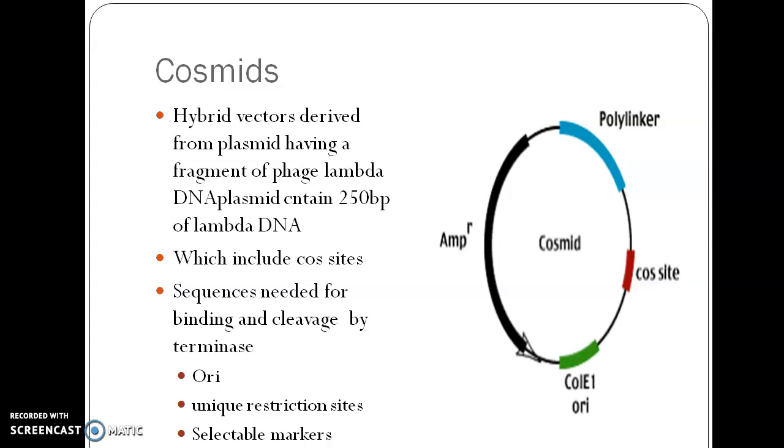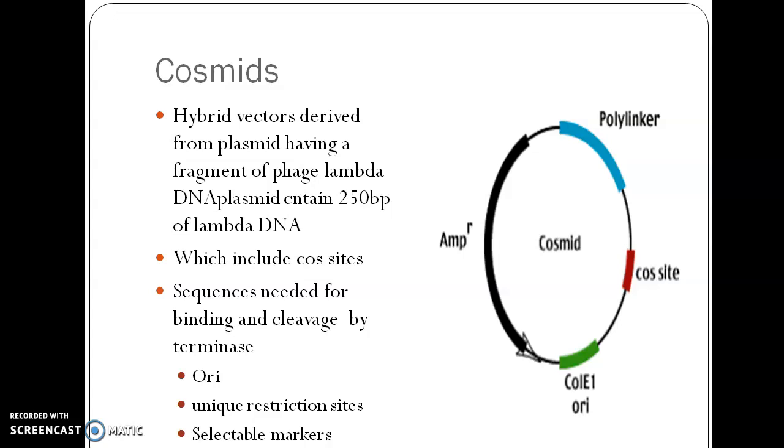The cos site means the part with cohesive ends. The sequence is needed for binding and cleavage by terminase so that, under appropriate conditions, they are packed in vitro into empty lambda phage particles. A typical cosmid has a replication origin, unique restriction sites, and selectable markers from the plasmid. They have a length of 5 kb. The upper size limit for foreign DNA inserted into a cosmid and packaged into a phage head is very large, 45 kb.